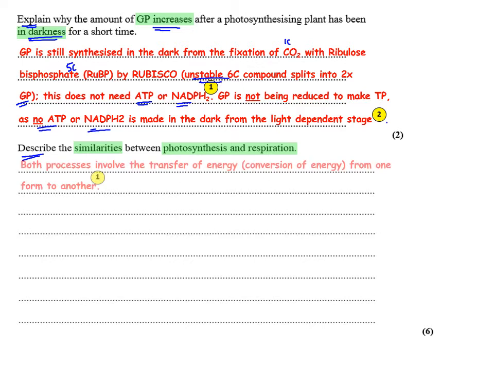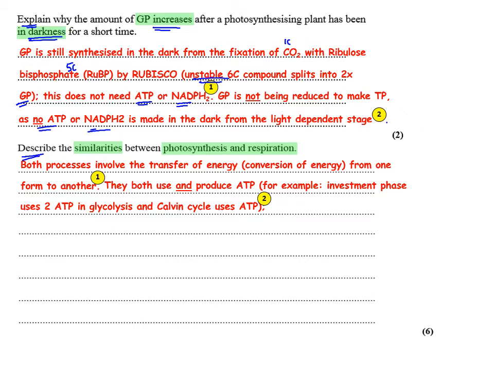So first thing we want to think about then is we know both photosynthesis and respiration involve the transfer of energy or the conversion of energy from one form to another. So for example, in photosynthesis we've got light energy being converted to chemical energy, and in respiration we've got chemical energy being converted into chemical energy but in a different type of molecule, i.e. ATP.